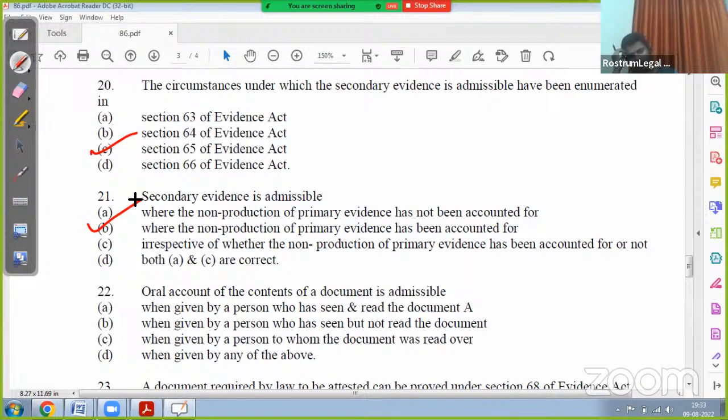Now, question number 22. Oral account for the content of document is admissible when given by a person who has seen and read the document. Option B, when given by a person who has seen but not read the document. Option C, when given by a person to whom the document was read over. Option D, when given by any of the above. क्या होगा इसका करेक्ट आंसर?